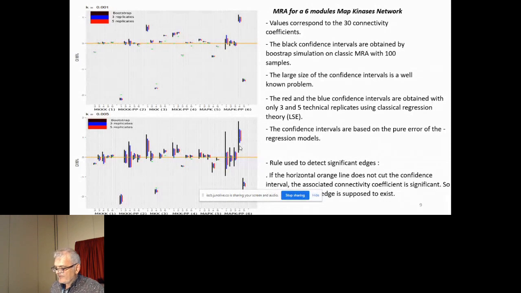The red and the blue confidence intervals are obtained with only 3 and 5 technical replicates using classical regression theory, and the confidence intervals are based on the pure error of the regression models. It is a very simple rule to use to detect significant edges. The rule is: if the horizontal line does not cut the confidence interval, the associated connectivity coefficient is significant, so the corresponding edge is supposed to exist.